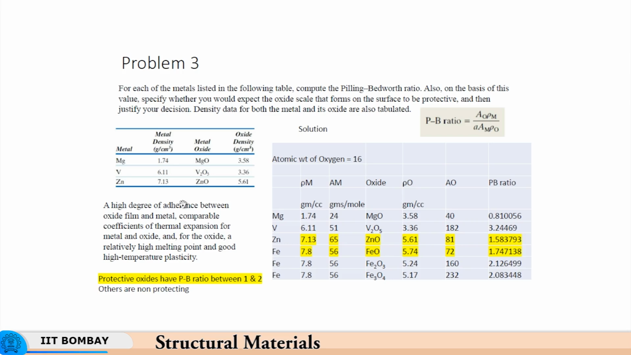For the oxide, a relatively high melting point should be present, and good high temperature plasticity is also important, because if you are working at high temperatures where oxidation is much more severe, the oxide should also be able to deform with the substrate. If the oxide does not deform with the substrate, it becomes brittle, and it is going to just fall off, get knocked off from its position and expose further metal for oxidation. So, a high melting point of the oxide and high temperature plasticity become very important.